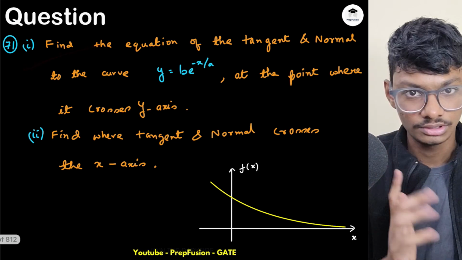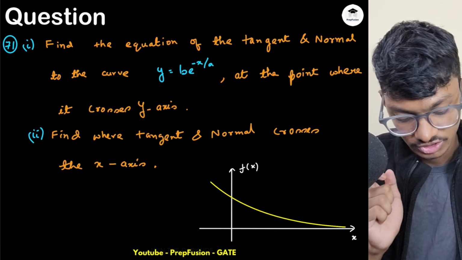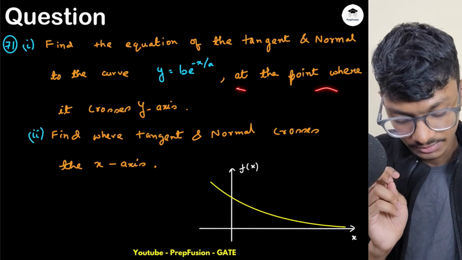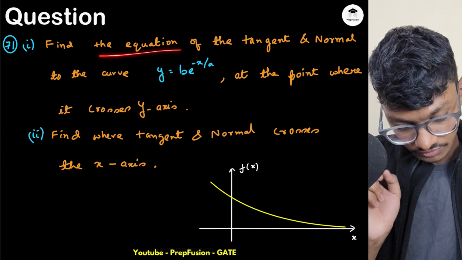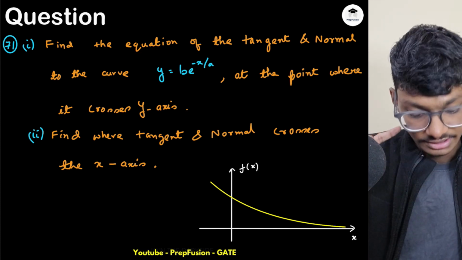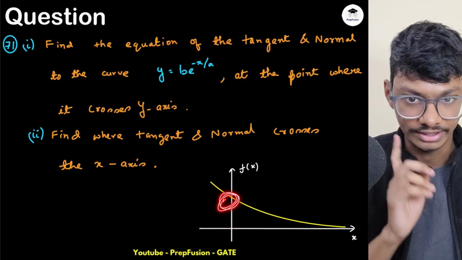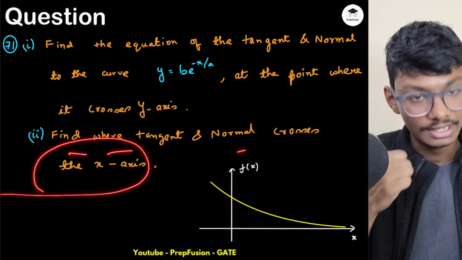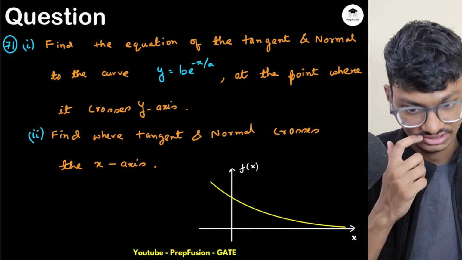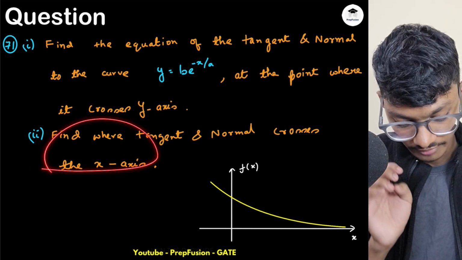Let's now solve another question. We have to find the equation of the tangent and normal to the curve y equals b raised to the power e to the x by a, at the point where it crosses the y-axis. So we have to find the equation of the tangent and normal where this curve crosses the y-axis. Also find where the tangent and normal cross the x-axis. That point I have to find.